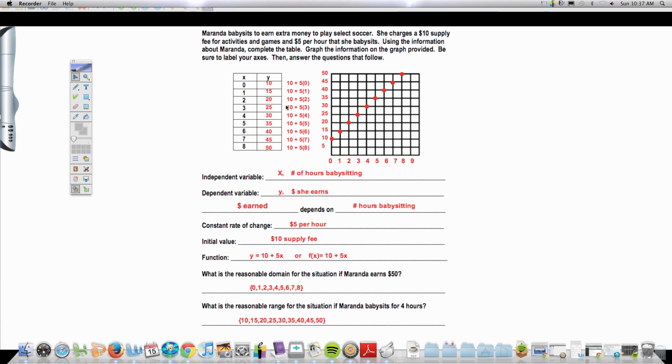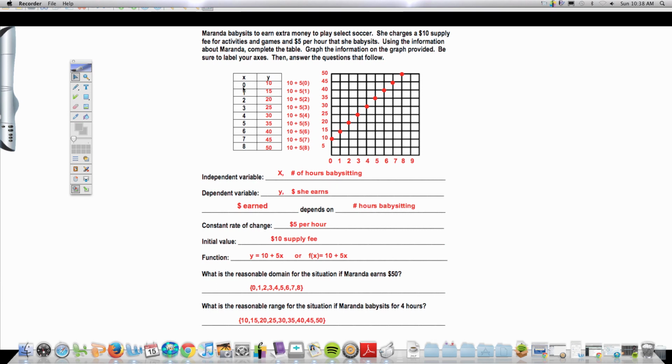So it wants us to fill out a table. It wants us to make a graph. I did that. Your X values, that's the number of hours. So working 0 hours, 1 hour, 2 hours, 3 hours, 4 hours, 5 hours, and so forth. Your Y is the total amount of money that she earns. Well, looking at our notes here, the independent variable is the hours babysitting. The dependent variable is the money she earns. So how much she makes depends on how many hours she works.